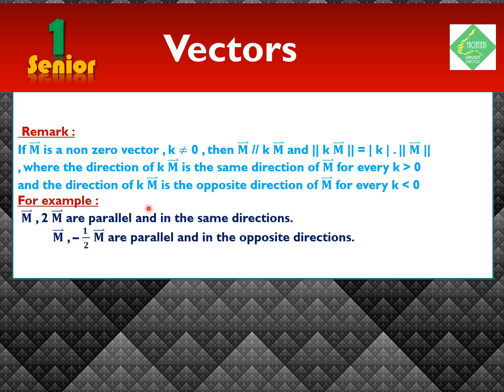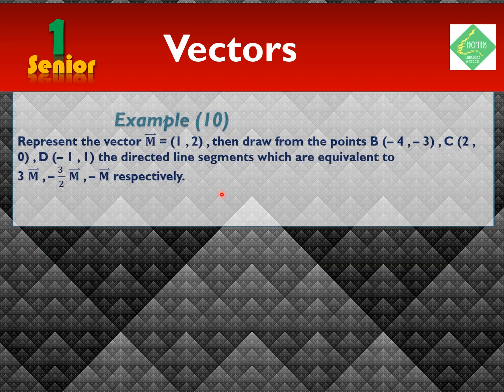If m and 2m are parallel and in the same direction, k will be bigger than 0. If you have m and negative half m, they are parallel and in opposite directions, so k, which is the coefficient of m, is less than 0. When k is bigger than 0, they are in the same direction. When you find k less than 0, they are in the opposite direction.